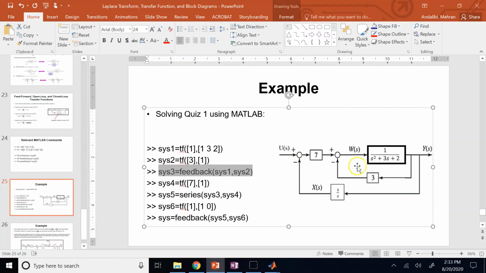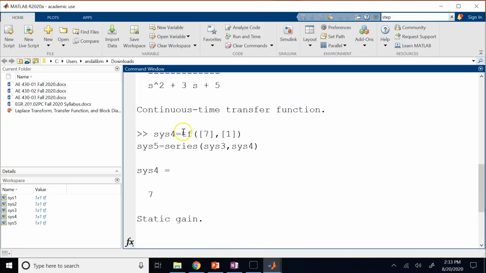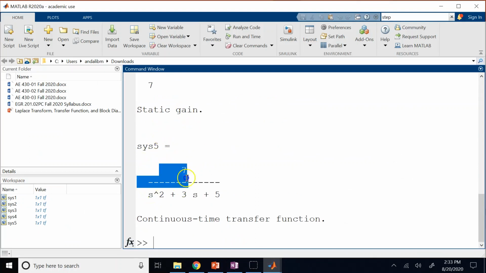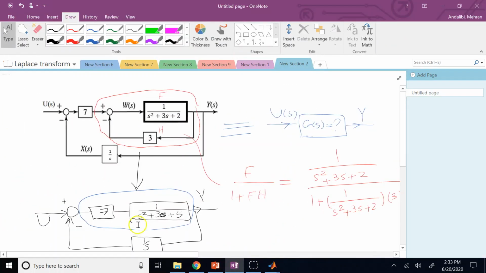Then we say that guy with 7. So 7, we call it system 4, 7 and 1. And then you say that one and system 3, the one that you got from feedback, are what? In series. So multiply them together. Right? So system 4 is just again 7. Multiply them together. So this is the result series. Correct?